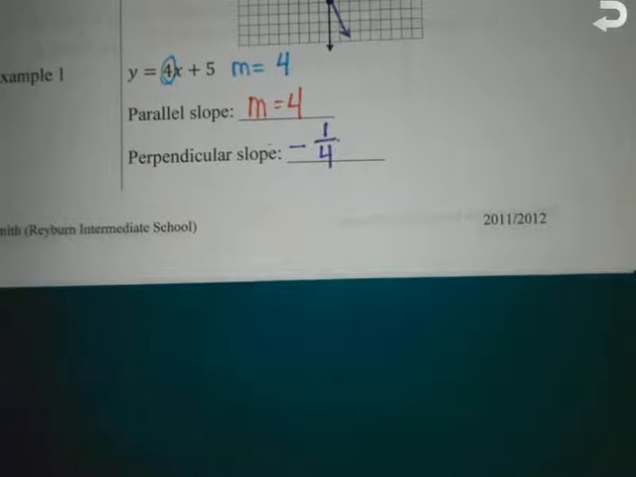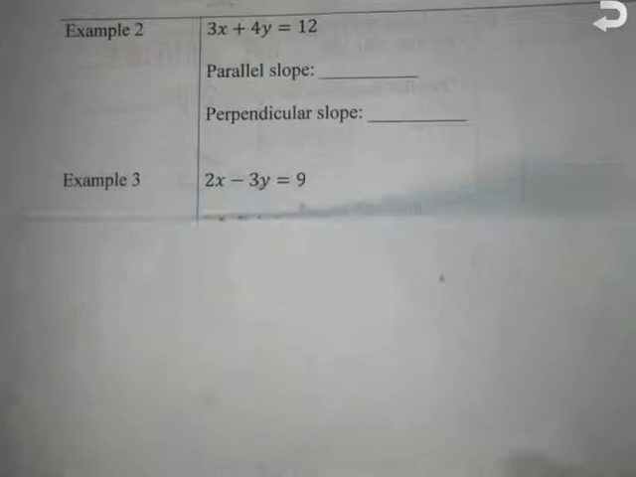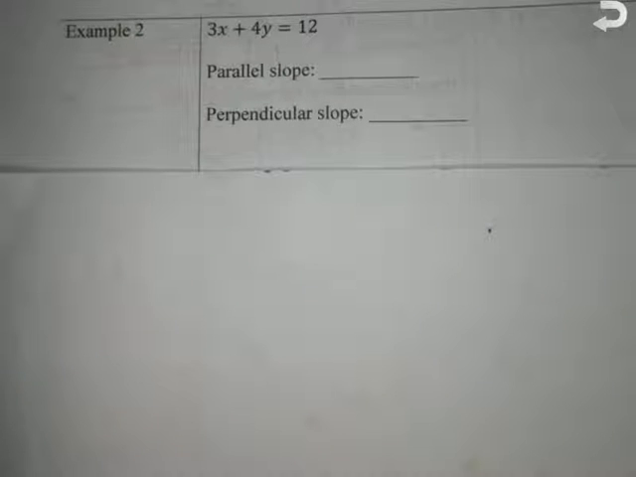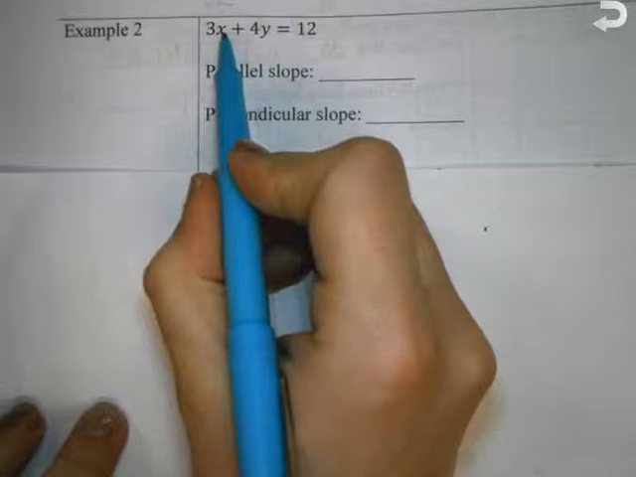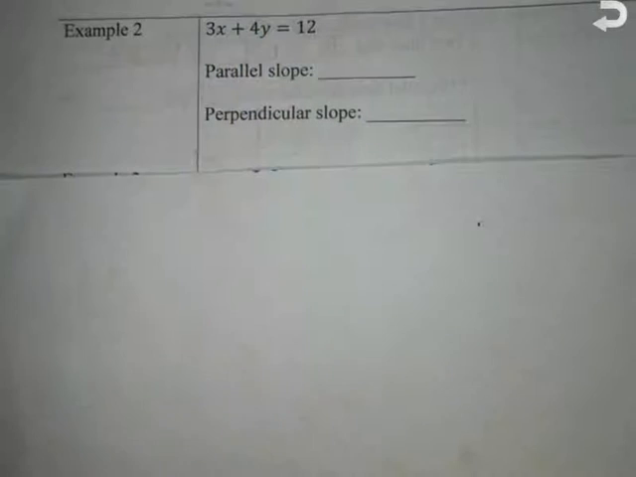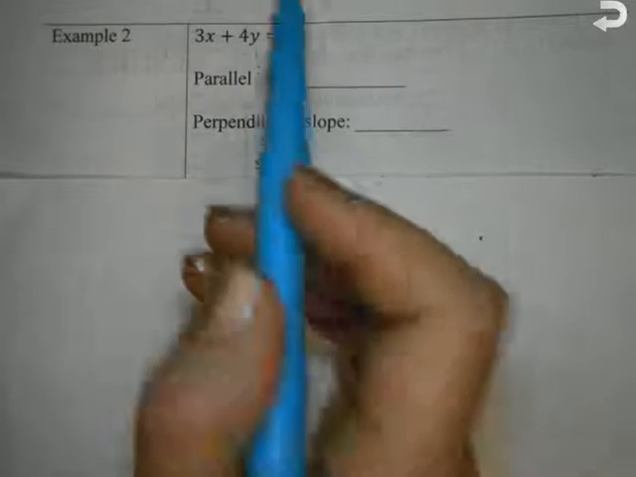Okay, example 2 then. 3x plus 4y equals 12. Can I find the slope of that yet?